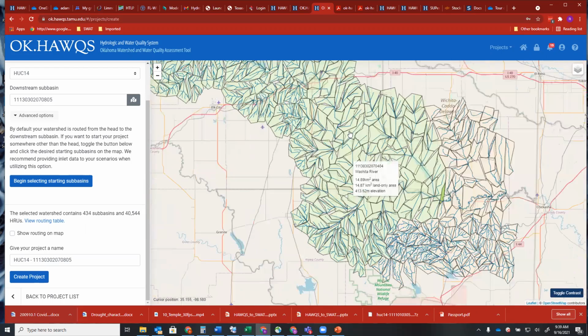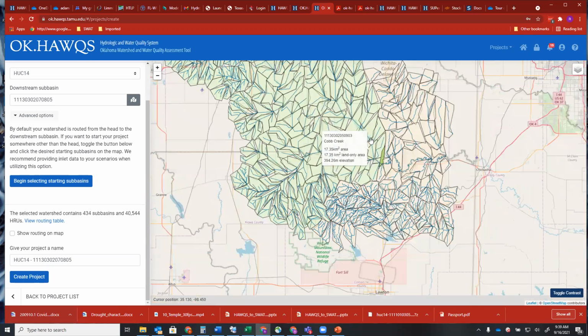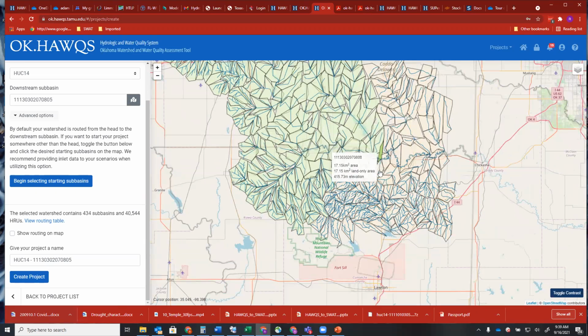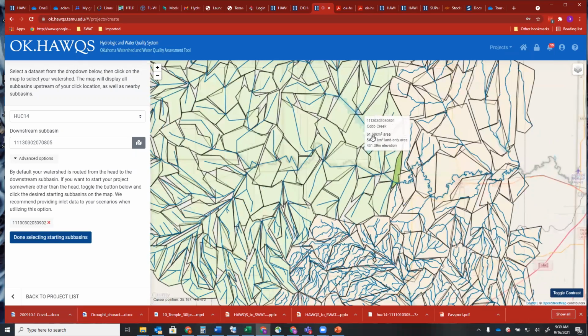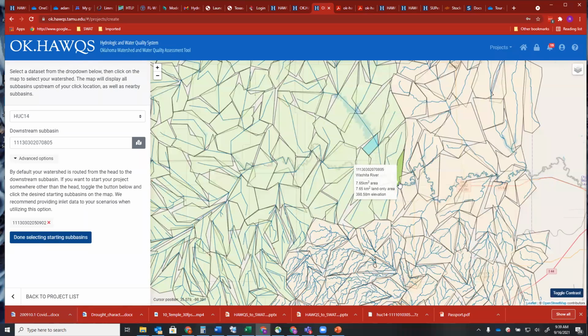And I could say, okay, I don't want to model what's coming into Fort Cobb, but I want to model only downstream from Fort Cobb to wherever this major river, actually, Washita River is flowing. I can say, begin selecting the starting subbasin. So if I know the end subbasin already where I want to stop, I can put a starting subbasin by simply clicking on this basin here. So that's why I added here, actually. So that means I'm modeling from the reservoir outlet to this basin, for example, as just a simple example.